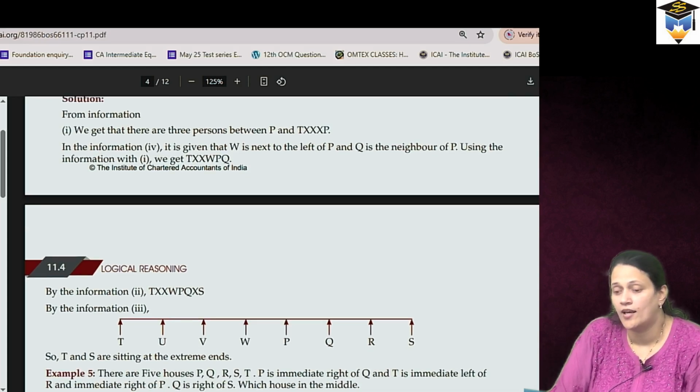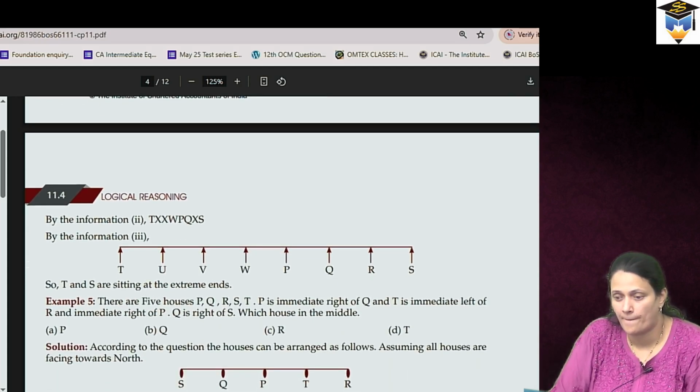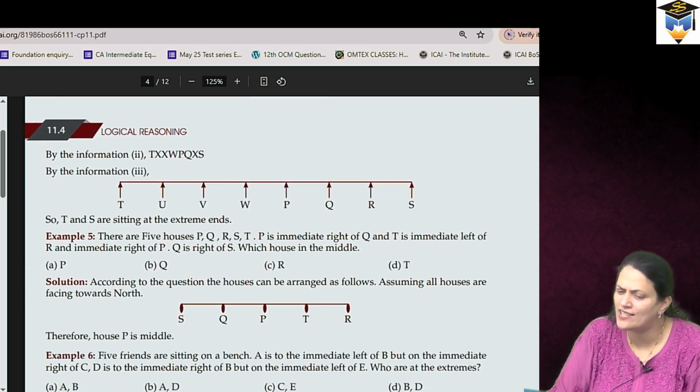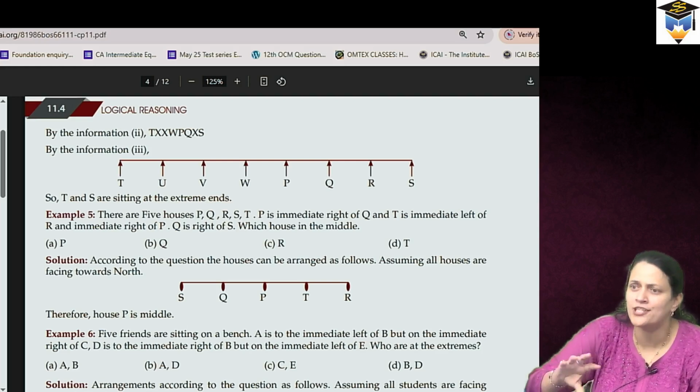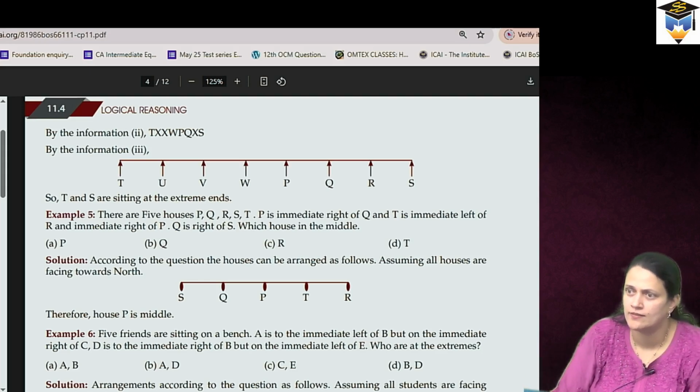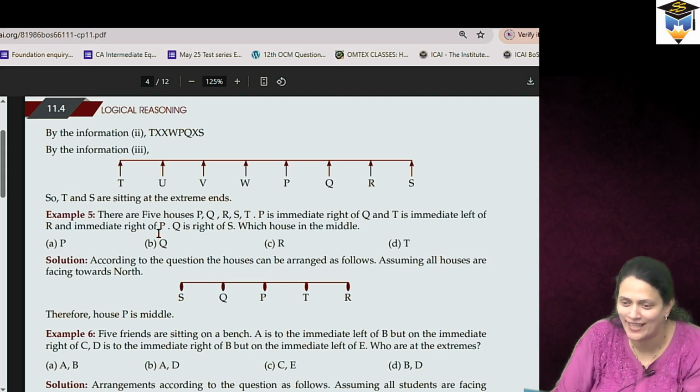Okay, next. I think shall we directly start doing the exercise? Will it be more clear when we do the exercise? What do you think? Or should I take each and every example like this? You tell me. Shall we start doing the exercise? Okay, let us take example 5 first. Then you think and tell me.